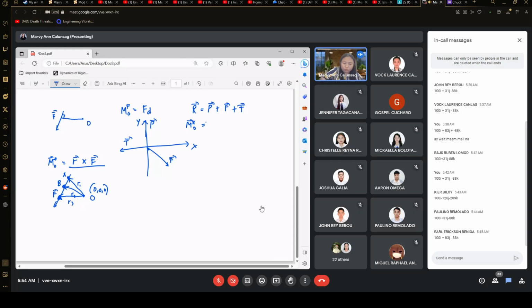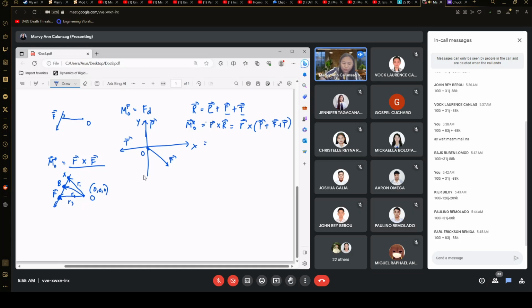So you take the moment sum of its components. The components of R are P, F, and T, about point O. So you take the moment of P about O plus the moment of F about O and then the moment of T about O. So you have R times the resultant is just simply equal to the position vector times P plus F plus T.